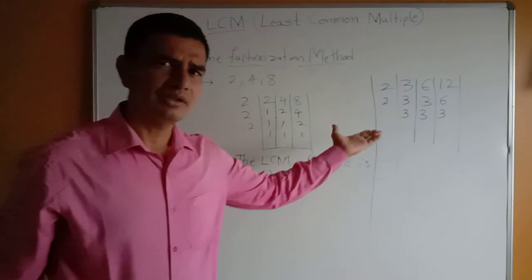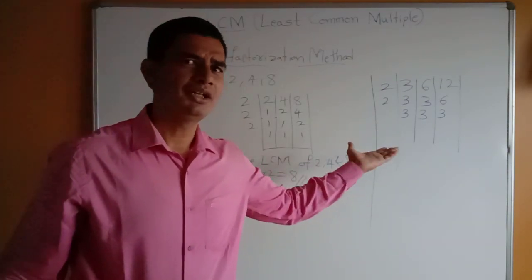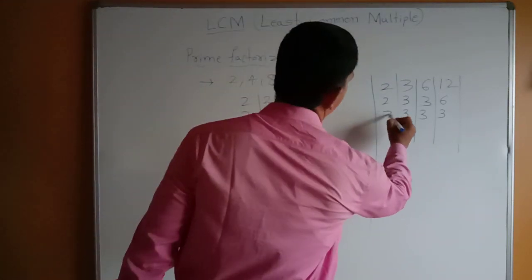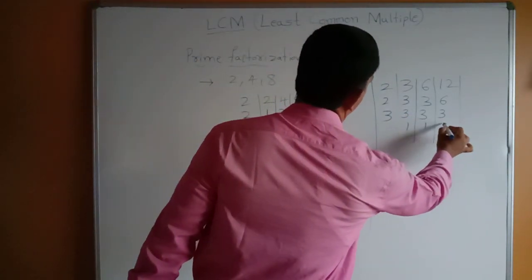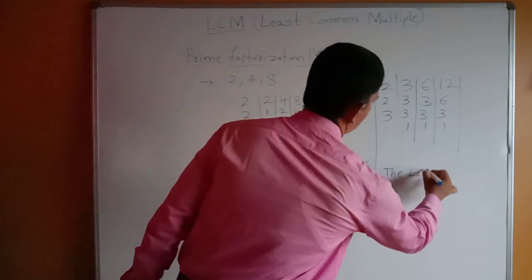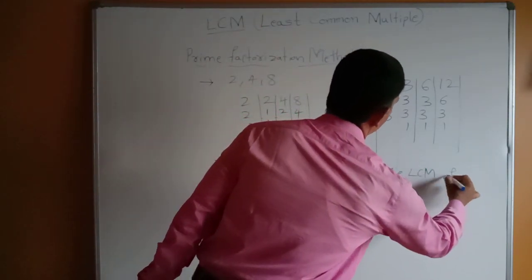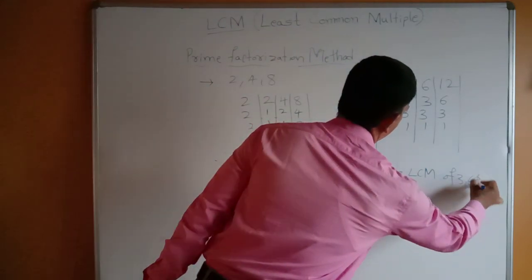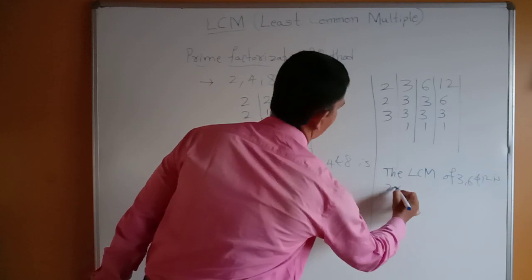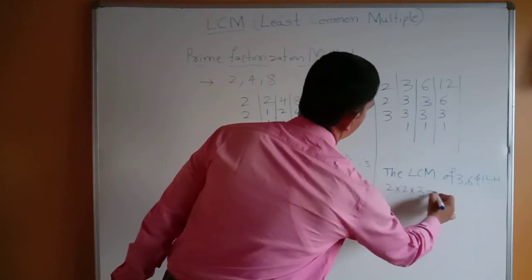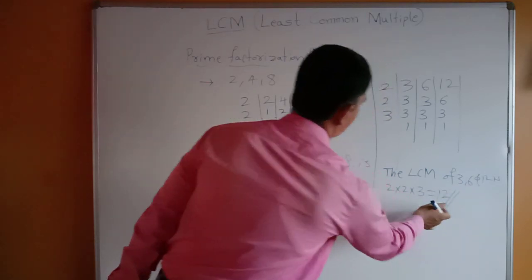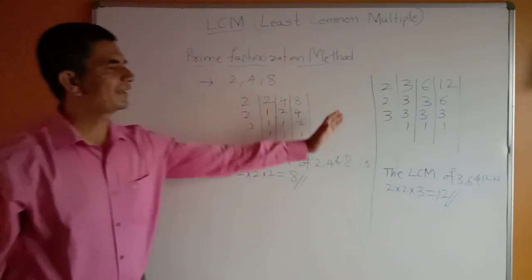Now what numbers can you see there? The 3. So directly you can take 3, because 3 is a prime number. 3 1s are 3. Last, we have to write this: the LCM of 3, 6 and 12 is these numbers multiplied: 2 into 2 into 3. 2 2s are 4, 4 3s are 12. So what is the answer here? 12. So these are the 2 examples.